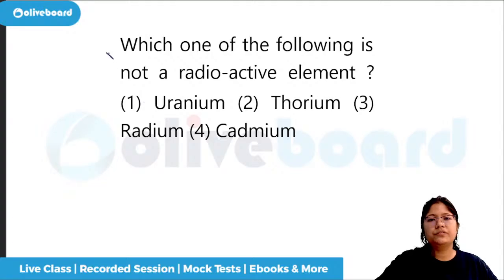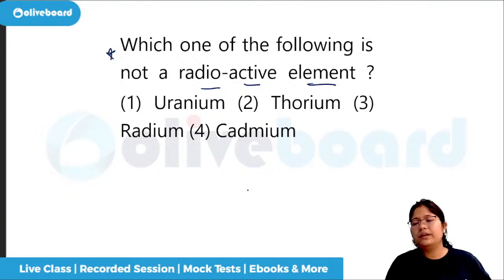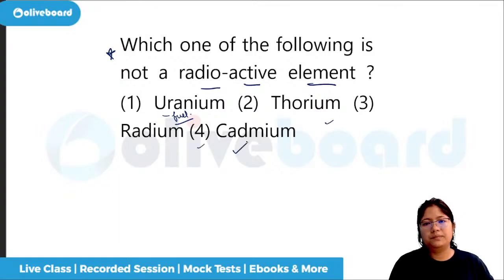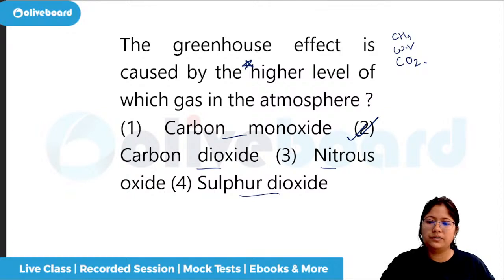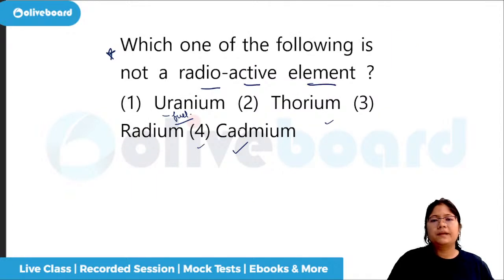Next question, which one of the following is not a radioactive element? Uranium is used as the fuel. We had studied just before some time. Why? Can you use a radioactive element as fuel? No. Thorium, radium, and cadmium. What about which one you're seeing for this one? 2. Okay, all right. Try this.